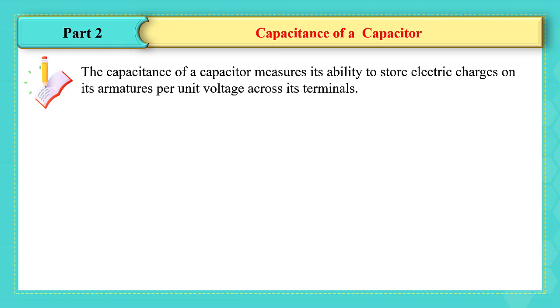Not all the capacitors store the same amount of energy. The ability of storing energy differs from one capacitor to another. Then we have to define a characteristic which measures the ability of the capacitor to store electric charges. This characteristic is called the capacitance of a capacitor.